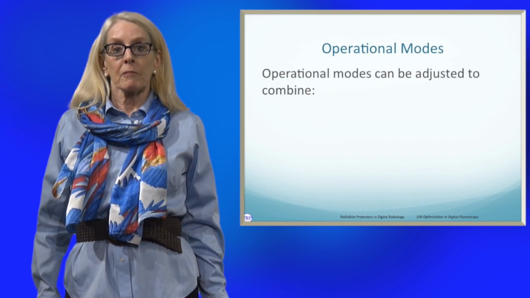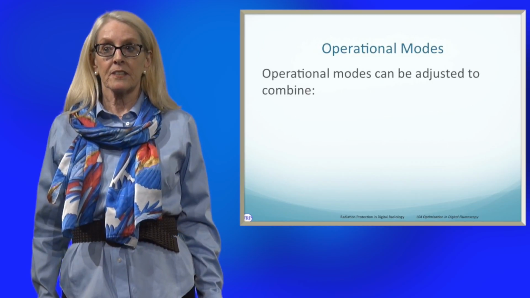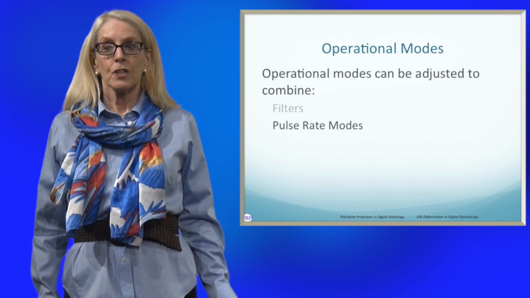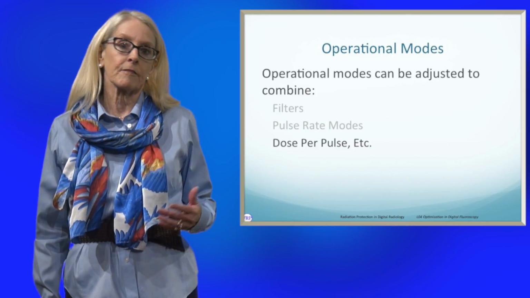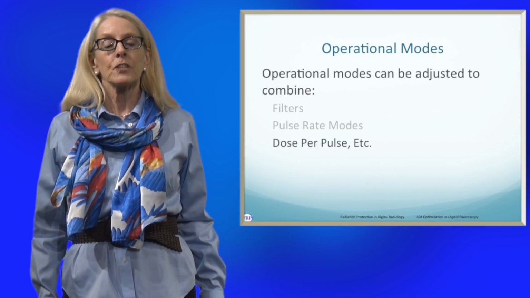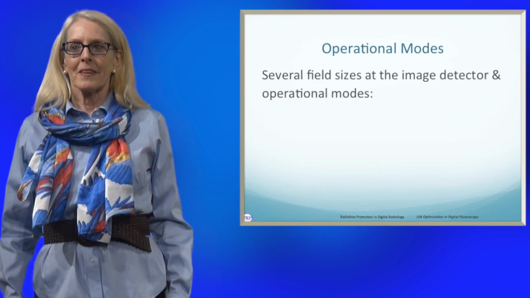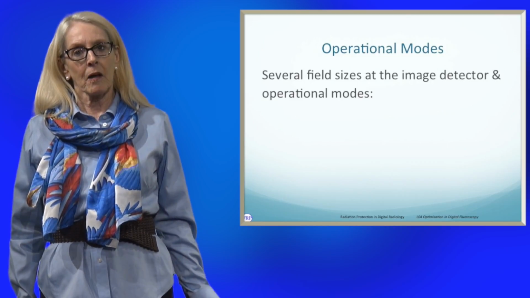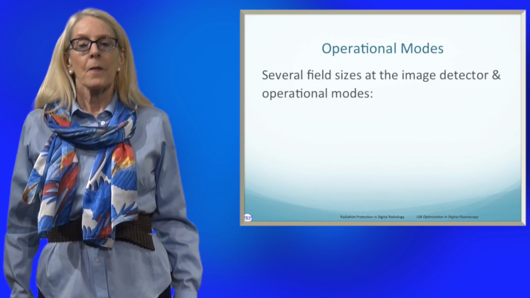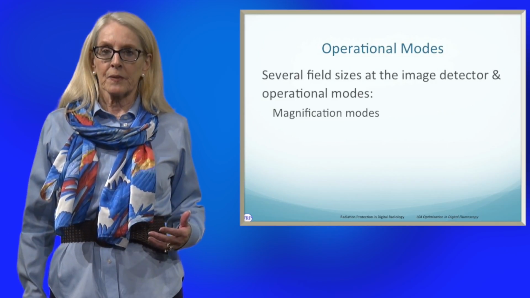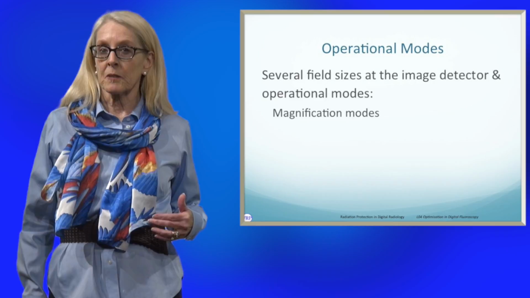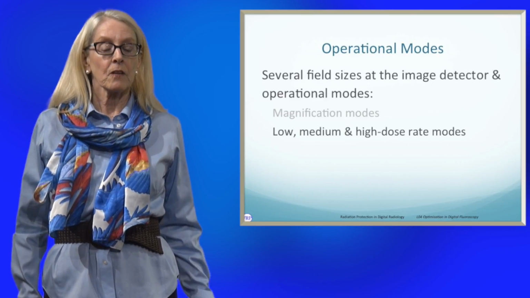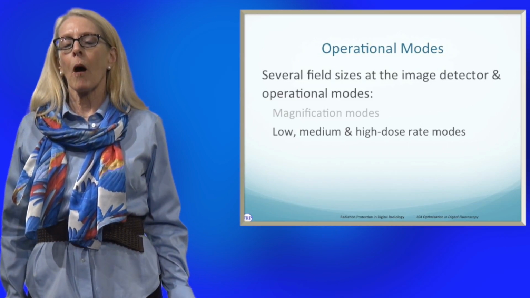They have multiple operational modes, and these can be adjusted to combine filters, pulse rate modes, and doses per pulse, so you can change that, say from 15 to 10 to 7.5, to save dose to your patients. They have several different field sizes at the image detector, as well as operational modes. They have magnification, just like you get with the IIs, but really not quite as much dose. They have low, medium, and high dose rates, or modes, so that you can select what quality of image you want to have.